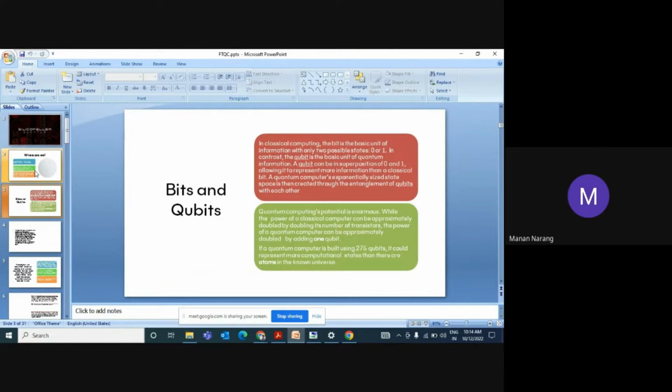Most of you might be familiar with bits and qubits by now, so I don't think I need to discuss more on that. But one more important point: if a quantum computer is built using 275 qubits, it could represent more computational states than there are atoms in the known universe. That is the power of just 275 qubits, 2 raised to the power 275, a big number in itself. With every single additional qubit, the computational size gets doubled, because then it becomes 2 raised to the power 276, which is double of 2 raised to the power 275.